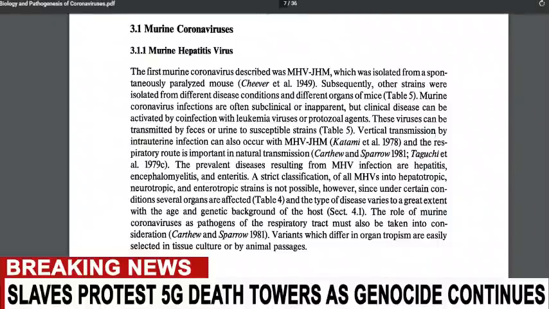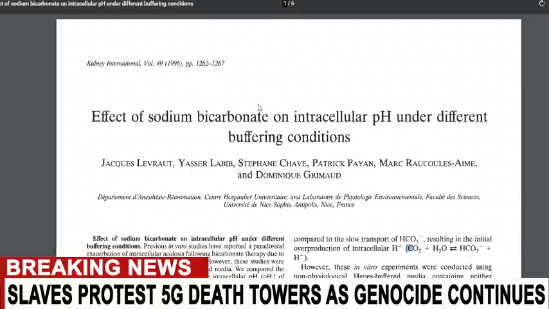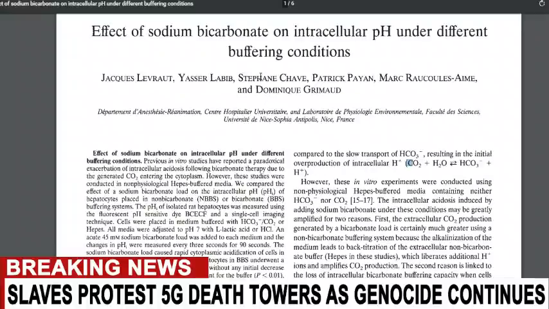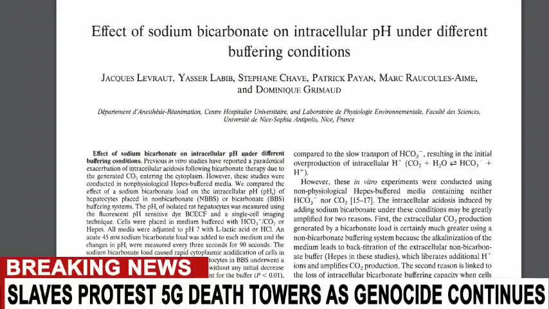interesting article here, effect of sodium bicarbonate on intracellular pH under different buffering conditions. And in some studies it says the effects of sodium bicarbonate on intracellular pH under different buffering conditions was not as expected. Previous in vitro studies have reported a paradoxical exacerbation of intracellular acidosis following bicarbonate therapy due to the generated CO2 entering the cytoplasm. Now, who would have thought of this, right? Like, wait a second.